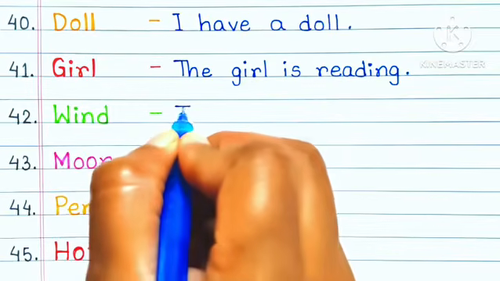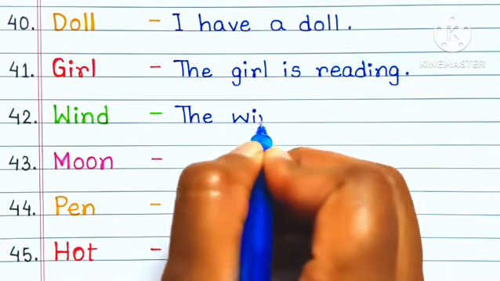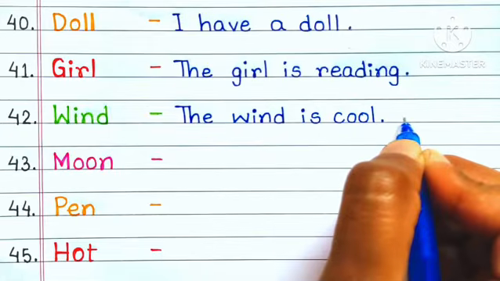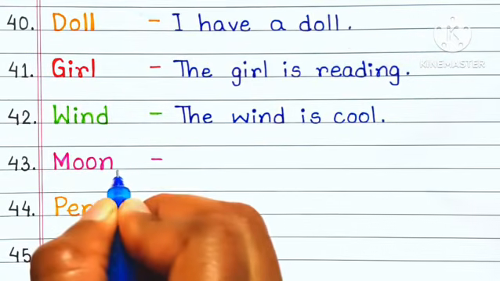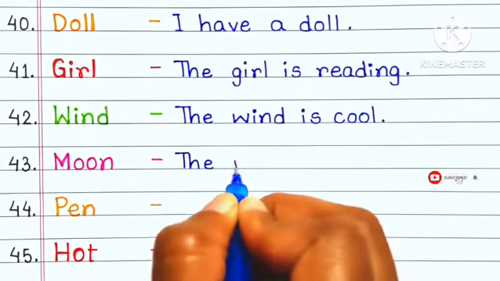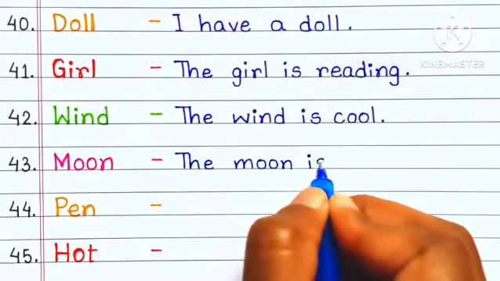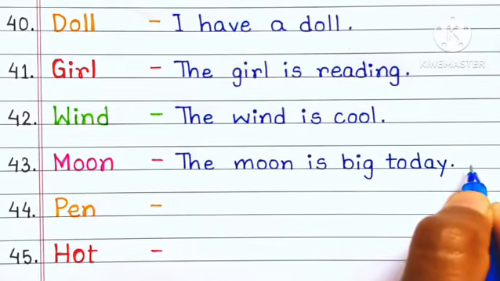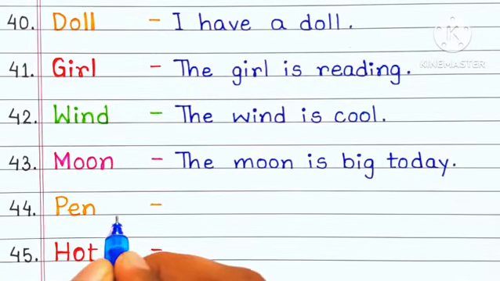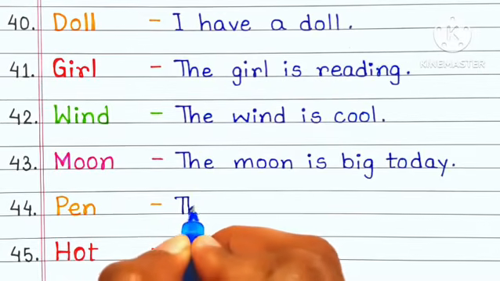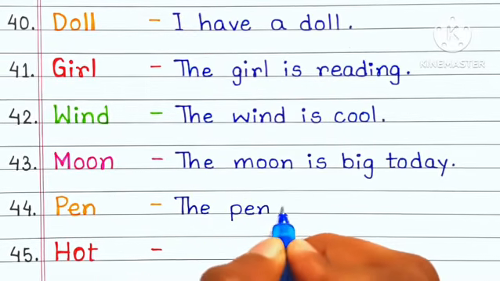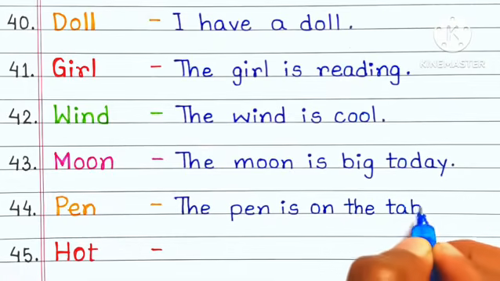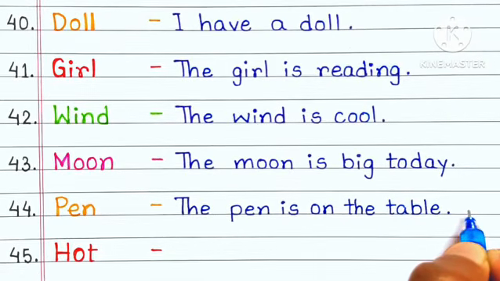Wind. The wind is cool. Moon. The moon is big today. Pen. The pen is on the table.